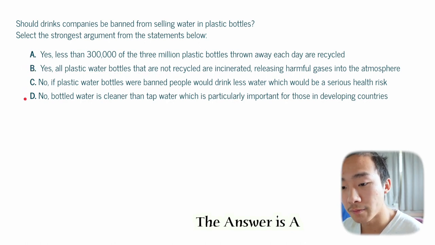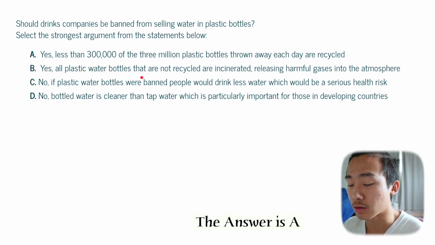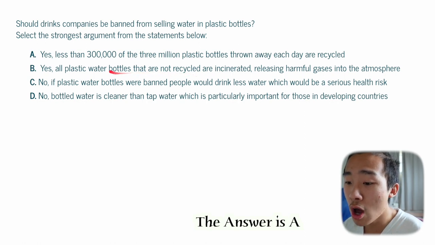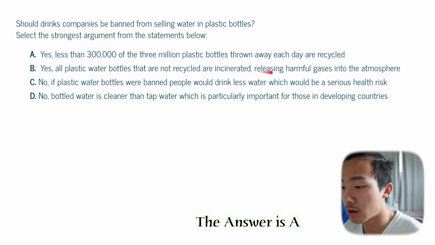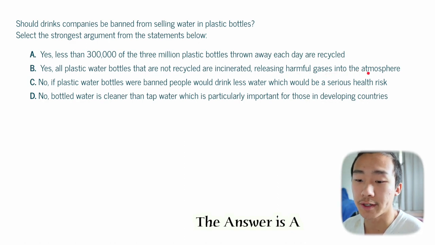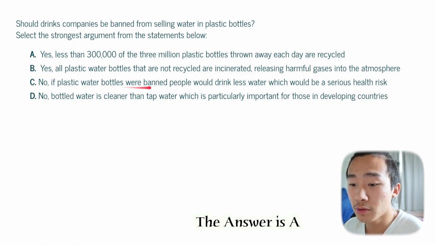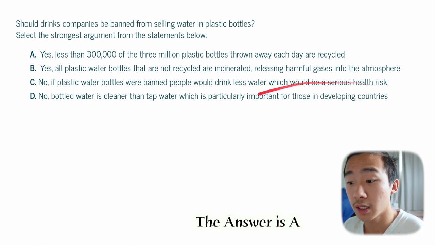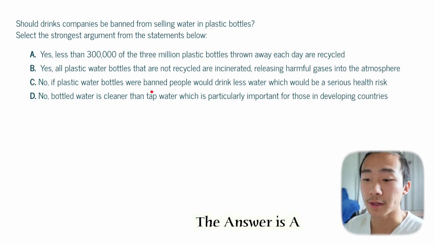Also remember, each one of the statements is separate. They are not correlated to each other. So it's not like the not recycled amount is being stated over here. No, they are completely unrelated arguments, and we should look at them individually. So we don't know how much is not being recycled, and also we don't know how harmful the gas is and how much impact it is producing on the atmosphere. And look at C. No, if plastic water bottles were banned, people would drink less water, which would be a serious health risk. Okay, but how much less water are people going to drink, and how serious is the health risk going to be? It just seems very general and very opinionated.